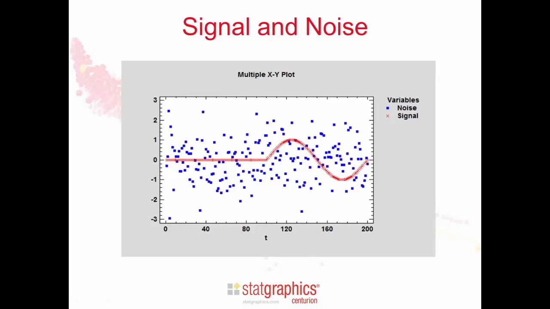Let's suppose I know that when my process starts to fail, I always start to see a sine wave with a period of 100. I can actually construct a Q-score chart specifically designed to pick out when such a sine wave occurs.